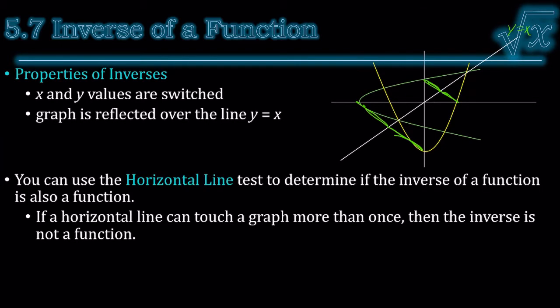You can use the horizontal line test to determine if the inverse of a function is also a function. That horizontal line test is, if a horizontal line can touch the graph more than once, then the inverse is not a function. So if we look at our parabola, a horizontal line touches more than once. The inverse, which you can see from above looks like that, is not a function because each x value gives you more than one y value.